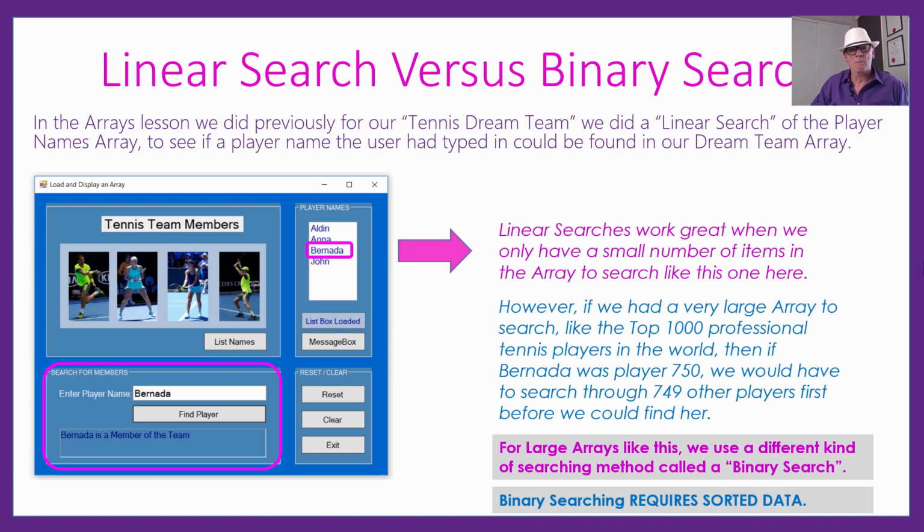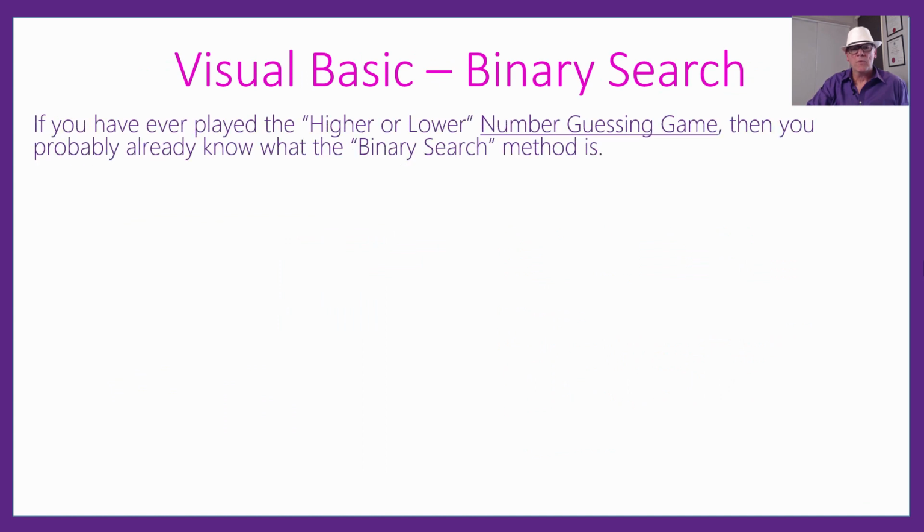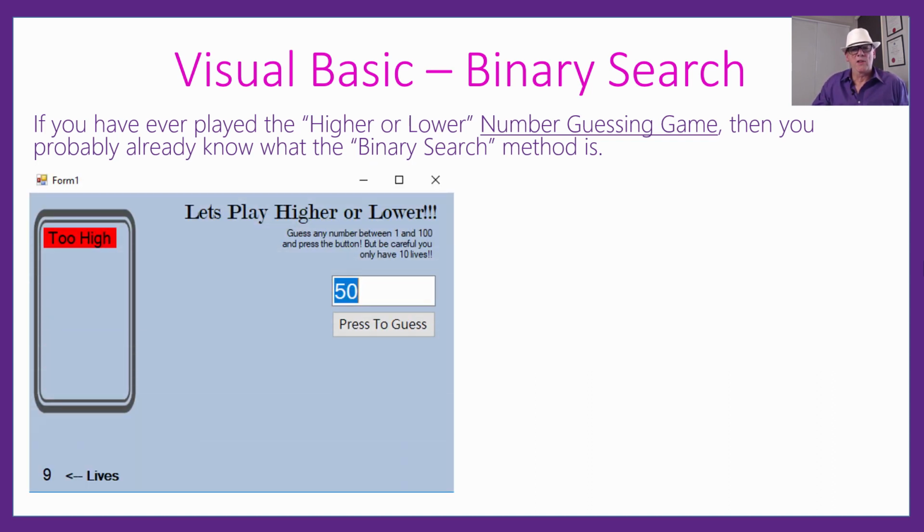The other important thing is that a binary search always requires that your data has been sorted, either from lowest to highest numbers or in alphabetical order if it's names or strings. So if you've ever played this higher and lower guessing game, and we had the algorithm for this way back in the algorithms lesson at the start of the course, and actually showed you how to make a program to make a little guessing game, it's the binary search method that's used.